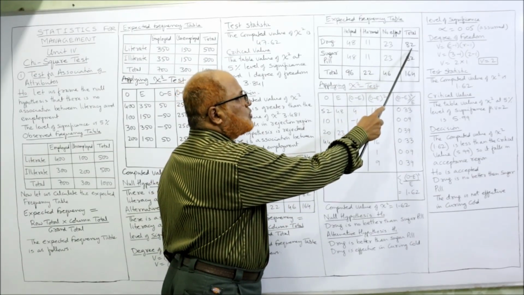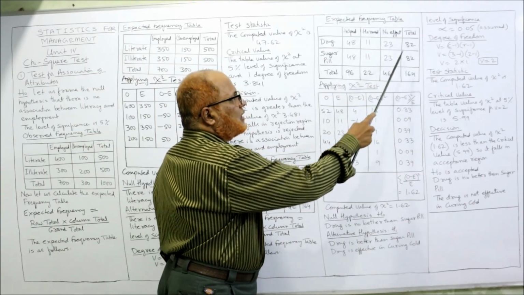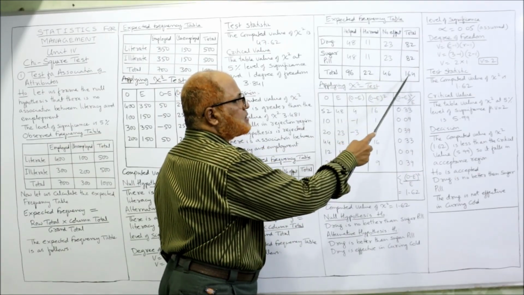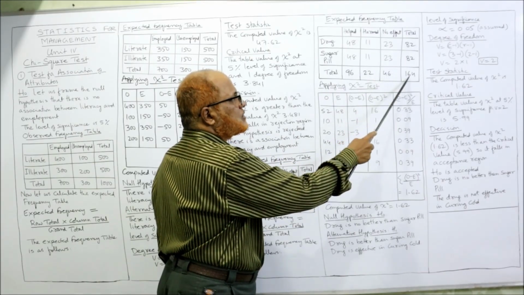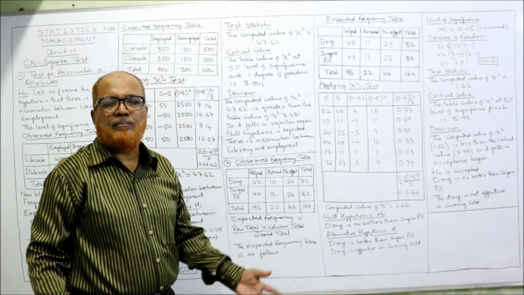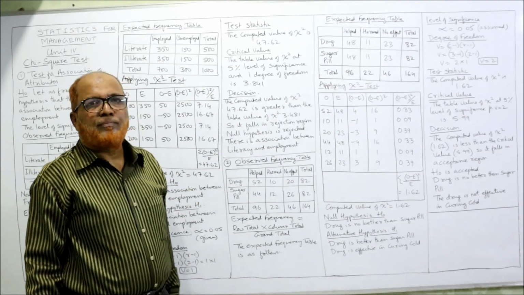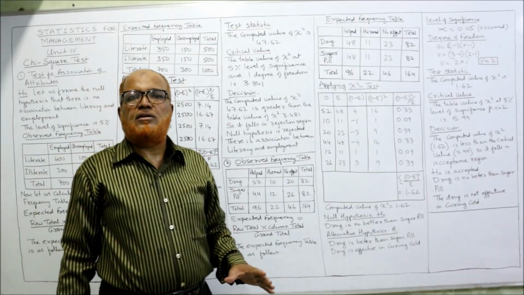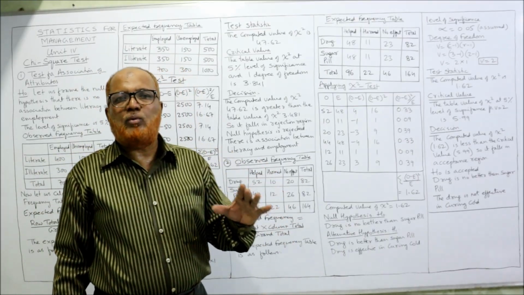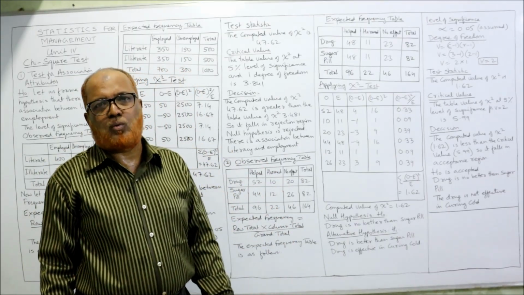Here row total 82, column total 46. So 82 into 46 by 164, 23. Similarly, 82 into 46 by 164, that's all. So we have calculated the expected frequency also. Now we need to find out the computed value of chi-square.